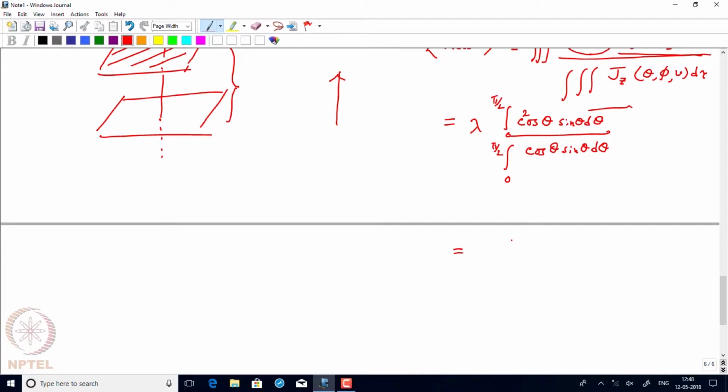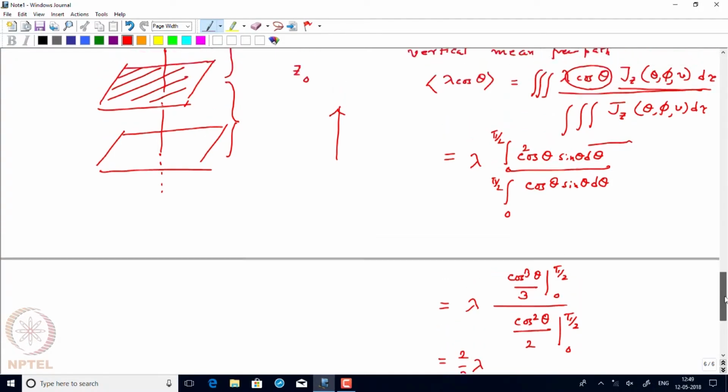So ultimately it will be cos cube theta divided by 3 evaluated between 0 and pi by 2, and the denominator will be the same. We have already integrated that part out. It will be cos square theta for the same reason. Sine theta d theta you take as minus d cos theta, or you just write cos theta d theta as d sine theta, either way is fine. And then it will be evaluated like this, and there was a lambda. So what we'll get ultimately is that this value will be 2/3. You can easily check it. So it will be nothing but 2/3 of lambda.